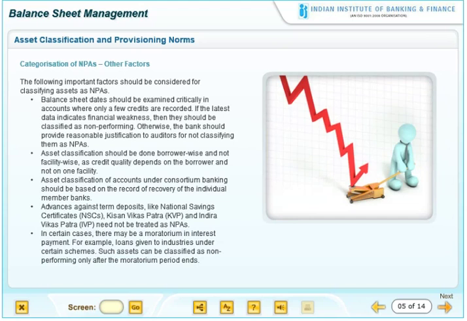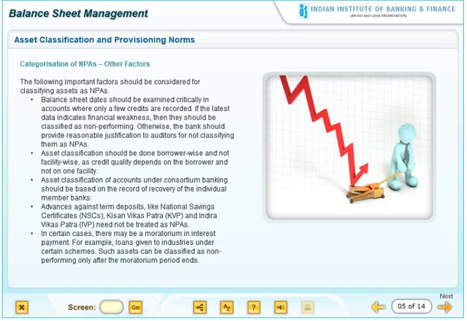Asset classification should be done borrower-wise and not facility-wise, as credit quality depends on the borrower and not on one facility. Asset classification of accounts under consortium banking should be based on the record of recovery of the individual member banks. Advances against term deposits like National Savings Certificates NSCs, Kisan Vikas Patra KVP and Indira Vikas Patra IVP need not be treated as NPAs.